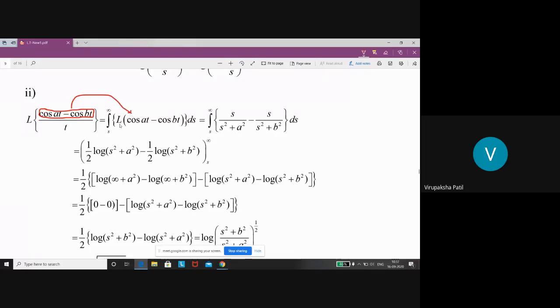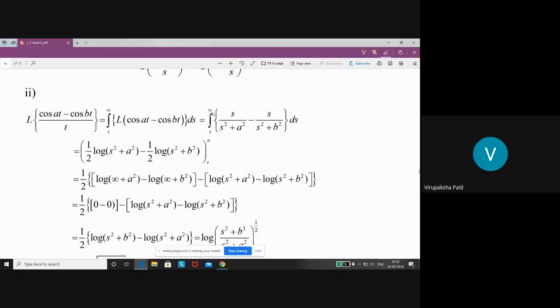Next, what you have to do is find the Laplace transform. Since there are two terms with a negative sign, a difference of two terms, operate the Laplace operator separately on each, since it is a linear operator. The Laplace transform of cos at becomes s divided by s square plus a square. The Laplace transform of cos bt becomes s divided by s square plus b square. Now one stage is over.